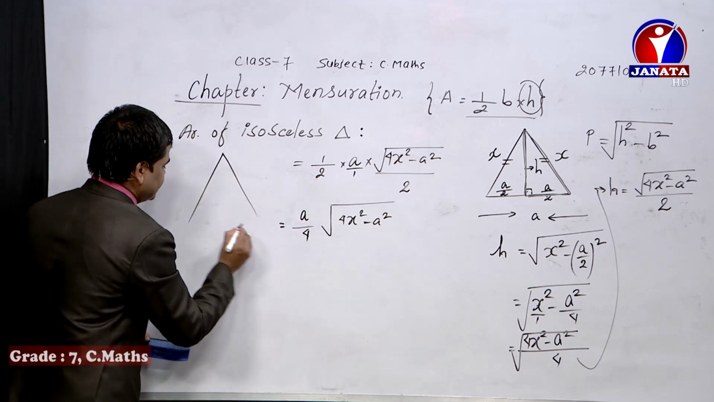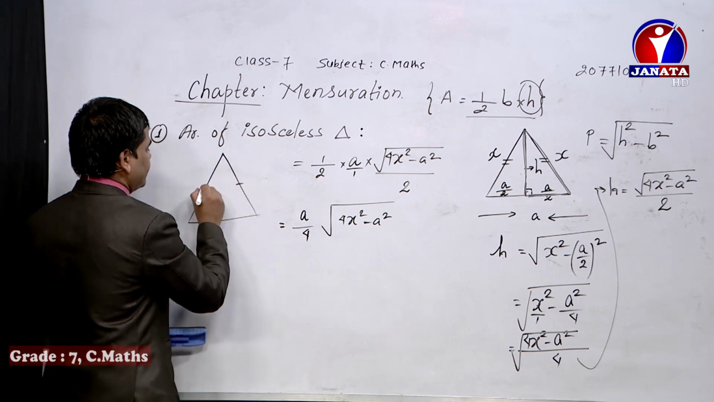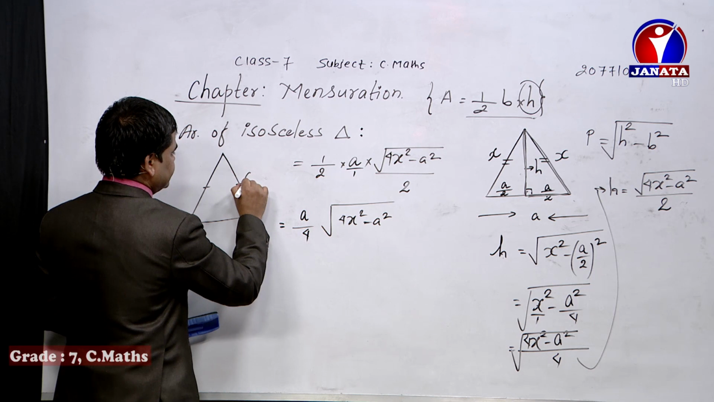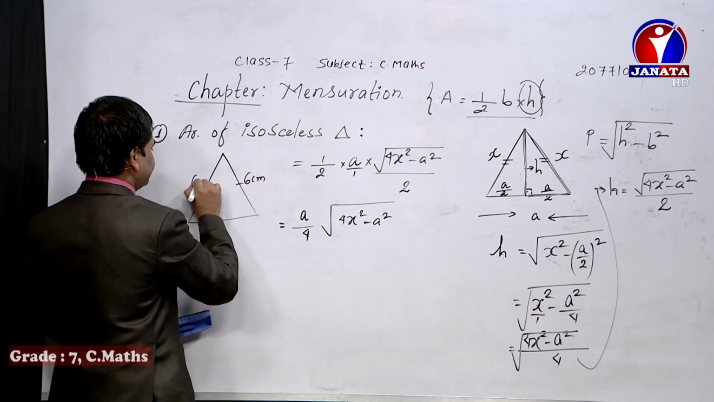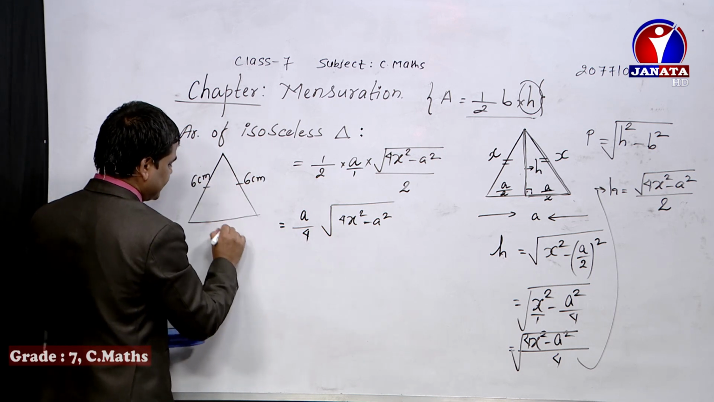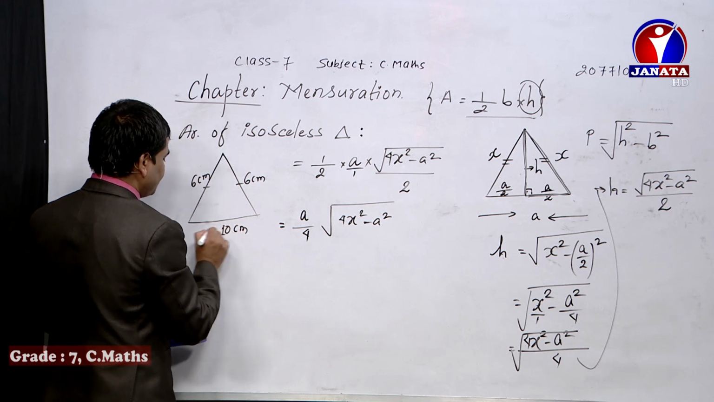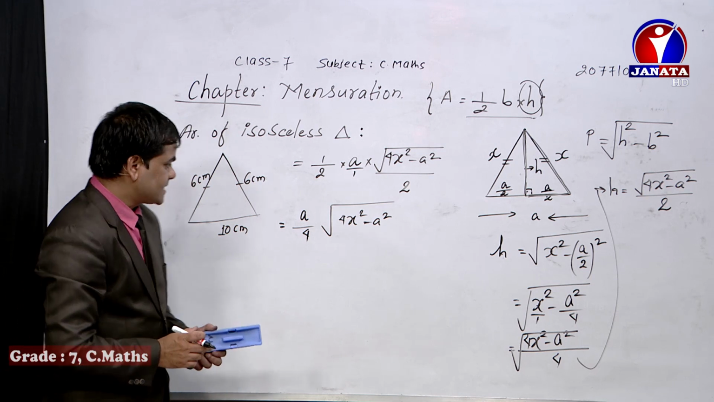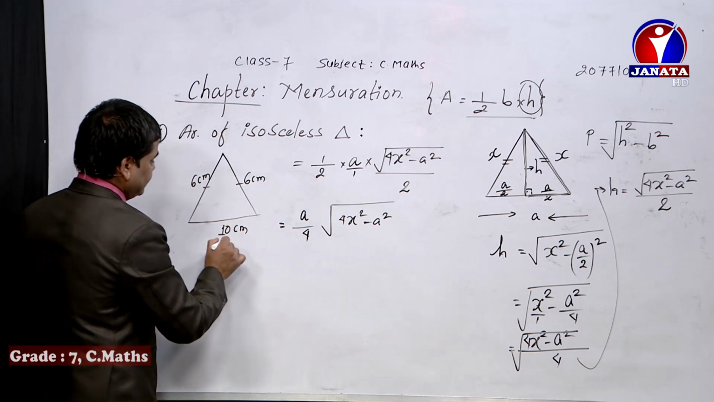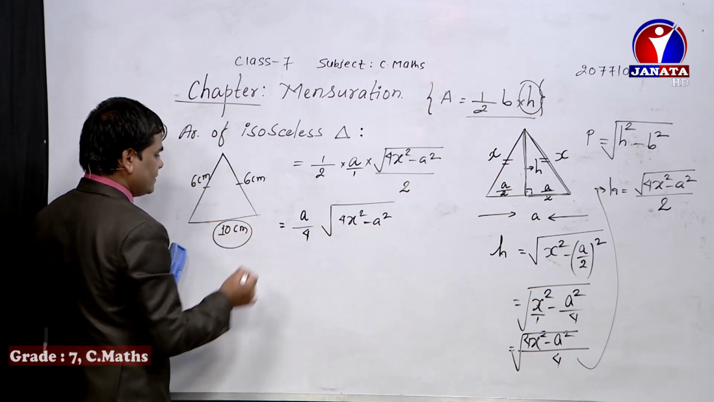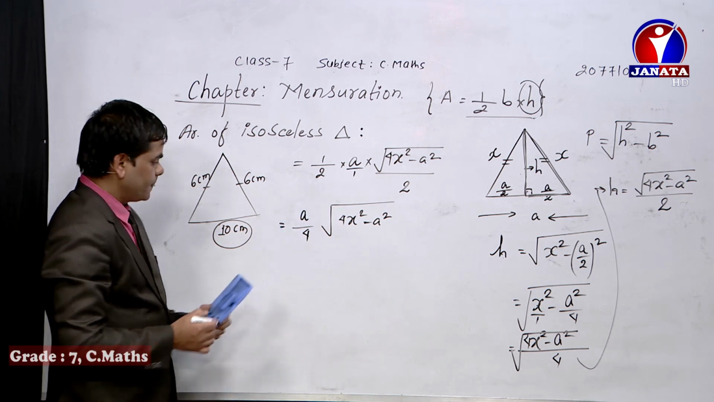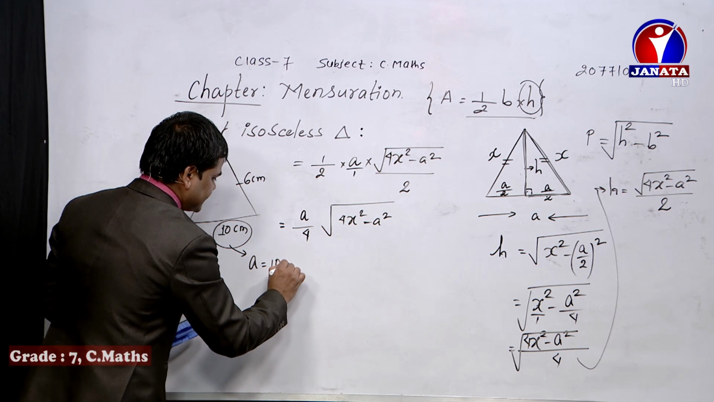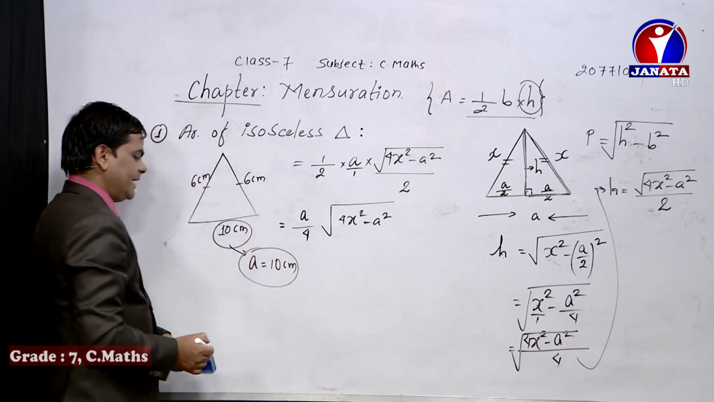For example, one isosceles triangle is given. The two equal sides are mentioned as 6 centimeter, this one is 6 centimeter, this one is 6 centimeter, and this one is given as 10 centimeter. Now if the question says to find the area of this isosceles triangle, what we have to do? This is the non-equal side, we suppose it as a. So 10 centimeter means a equals 10 centimeter. We got the value of a as 10 centimeter.